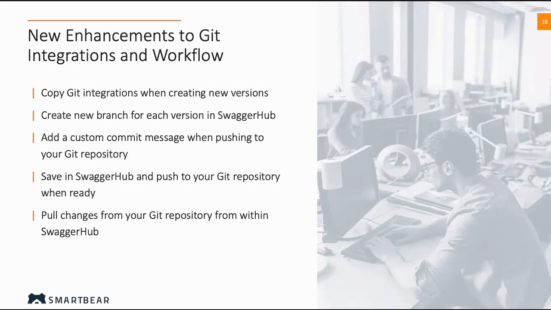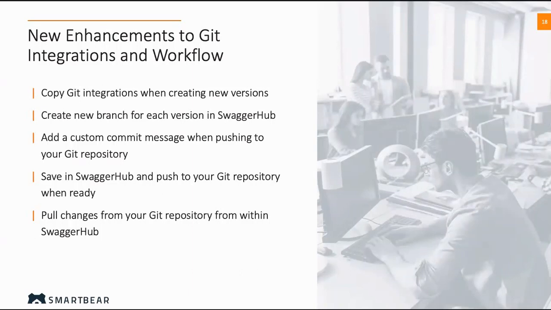As you're pushing new versions into your Git repositories, you can add a custom commit message. Before it was hard coded, and now we're given the freedom to add some information about what you've changed during the API design process.